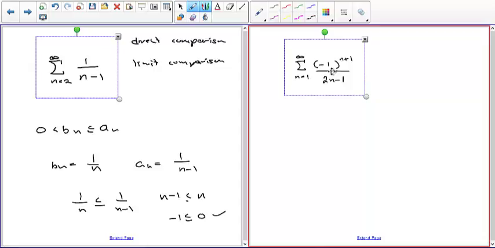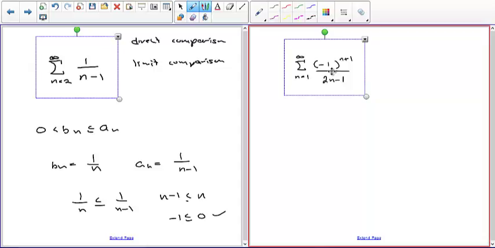Cassie, what kind of series has a -1 raised to a power in it? Look through your list. There you go. Alternating series. So it's an alternating series, so all we have to do is do two things. We have to show that the limit of a sub n as n goes to infinity is equal to 0.